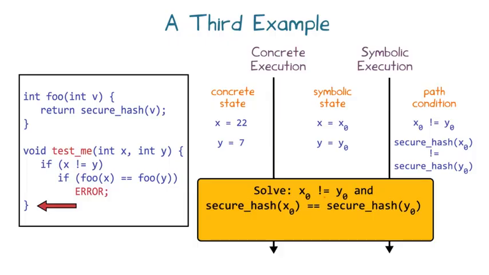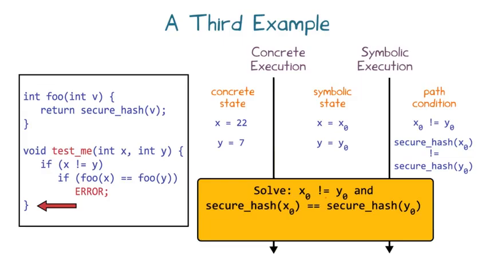That is, we need to find x0 and y0 with the same secure hash, but so that x0 does not equal y0. Finding such a pair of inputs, called a collision, is a hard problem for cryptographically secure hashes, so a solver is likely not going to be able to find them.